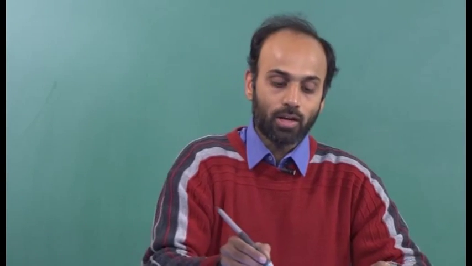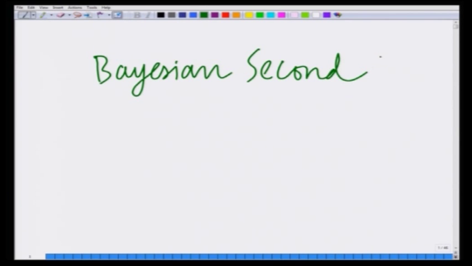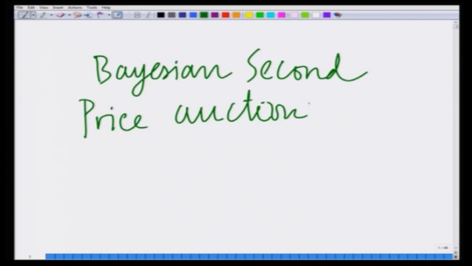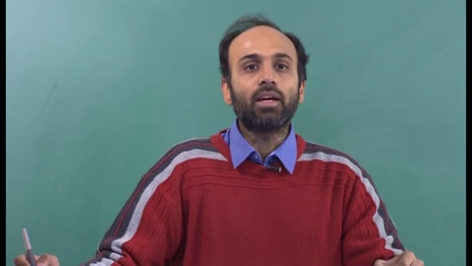So we are going to look at a Bayesian second price auction, and this is a key word, second. So we have looked so far at a first price auction. What we are going to look at today is a second price auction. Now what is a second price auction?